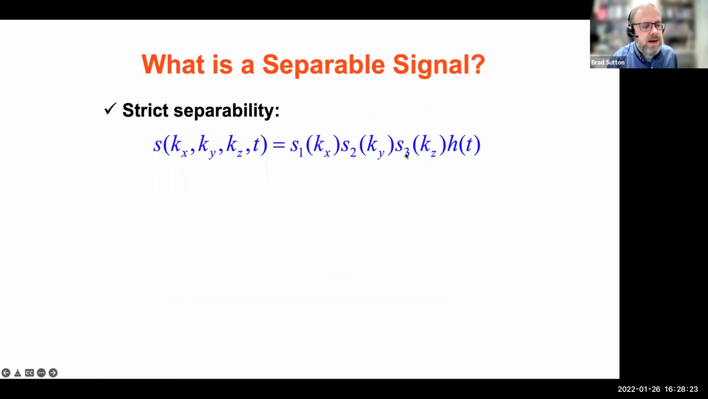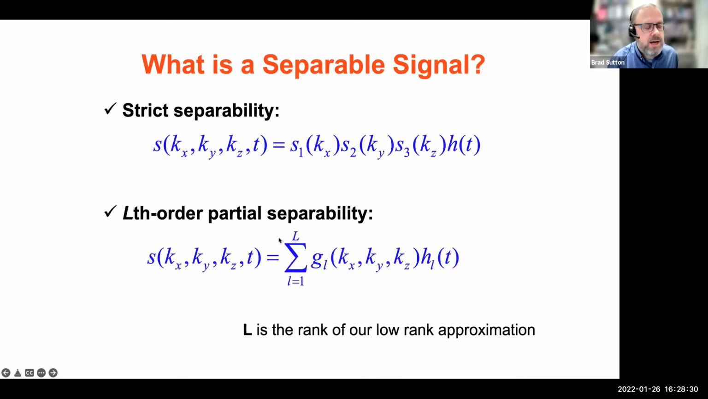Okay. So what is a separable signal? You could separate out in all 3 dimensions of our image, X, Y, and Z. And then you can have a time function. But what we're going to do is we're going to have spatial maps. We're going to have L of them. L is going to be a small number.